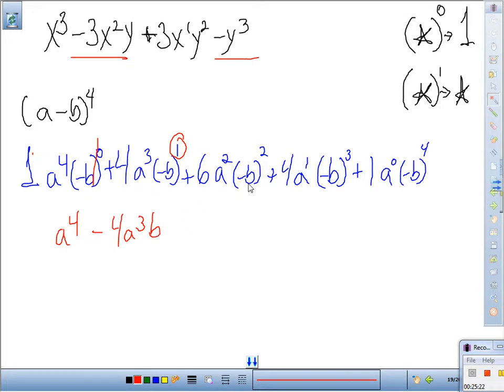Next, what is b? Negative b times negative b is a positive, so I'm going to end up with positive 6a squared b squared. Next, this is a what? Odd, so this is going to be a what? Negative 4a to the first, b to the third. And last but not least, this is a 1. 1 times 1 is 1. This is negative b times negative b times negative b times negative b. That's positive b to the 4th.